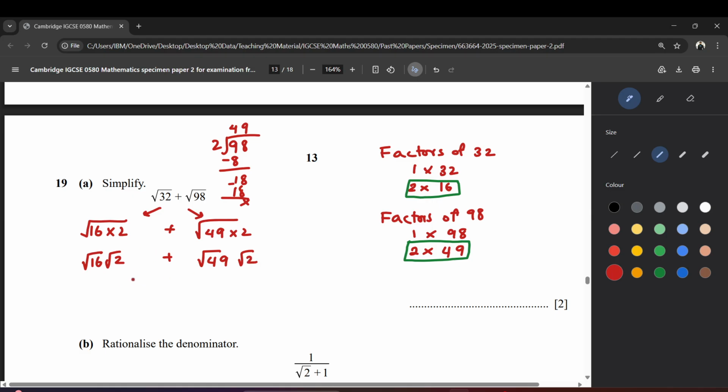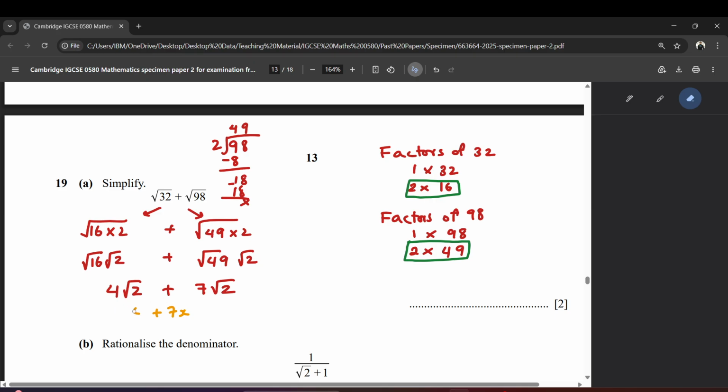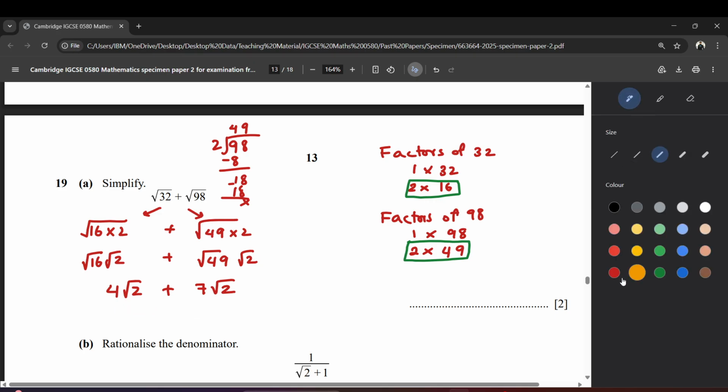And now you can simplify. Root of 16 is 4. So this is 4 root 2. And root of 49 is 7. So this is 7 root 2. Because the roots are the same, you can now directly add them. 4 root 2 plus 7 root 2. This is just like adding 4x plus 7x, right? Just like how you add these two, you can add these two as well. So this becomes 11 root 2. Okay, so this is your final answer.